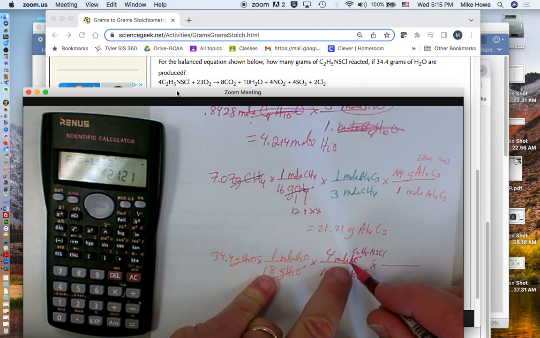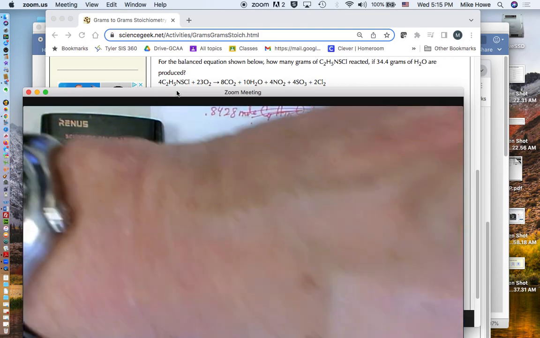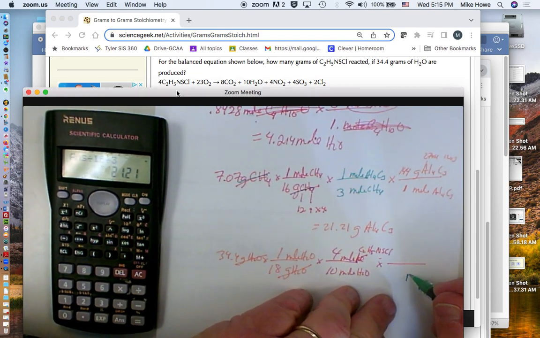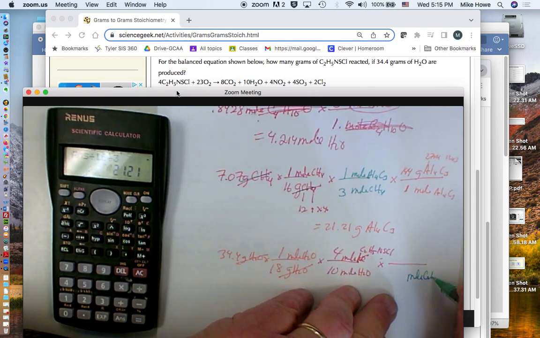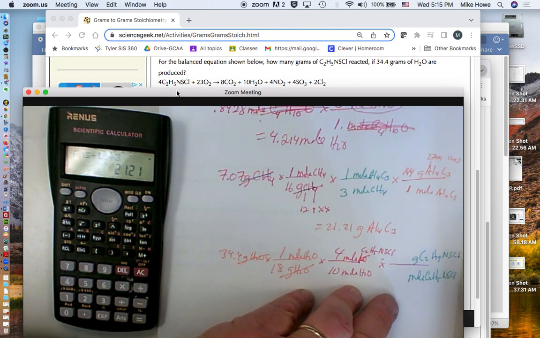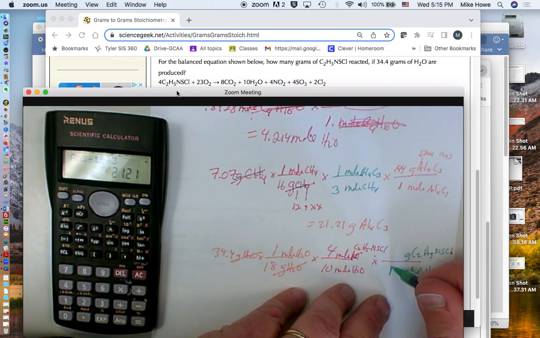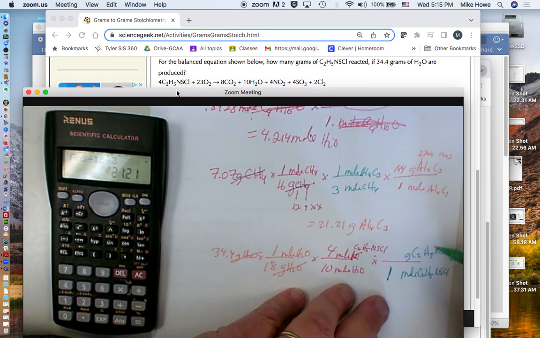So moles are here, they have to go down the bottom. We'll do the third step in green. So moles of C2H5NSCl, grams of C2H5NSCl. Okay, it's kind of a complicated formula, so we'll get to that in a second. Okay, 1 goes with moles. And now we need to find out how many grams are in a mole.